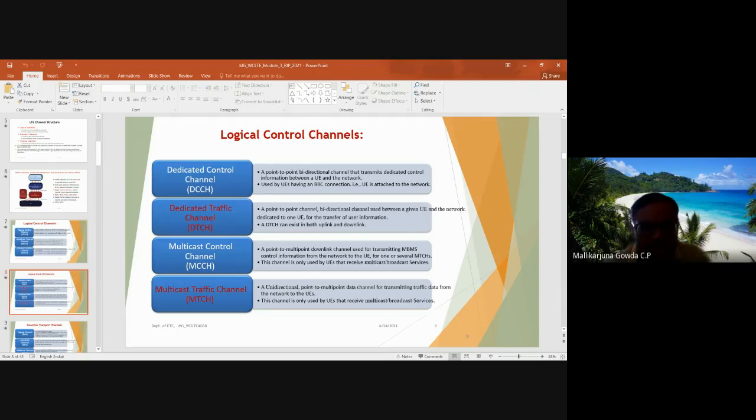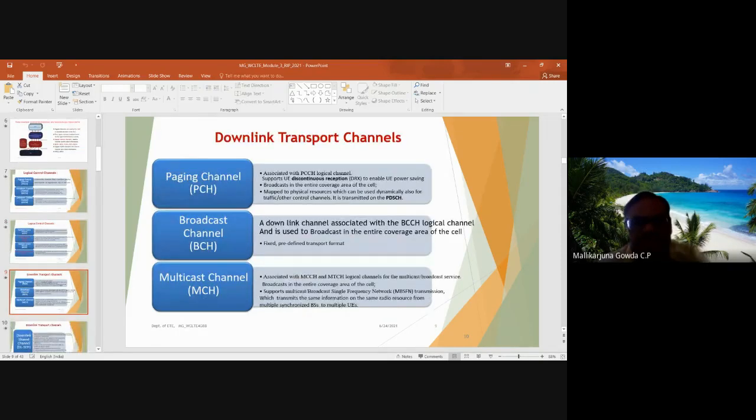Okay, so the next one is the transport channels. Downlink transport channels. Here also we have four different types of downlink transport channels. In that, the first one is the paging channel. This paging channel is associated with the paging control channel.